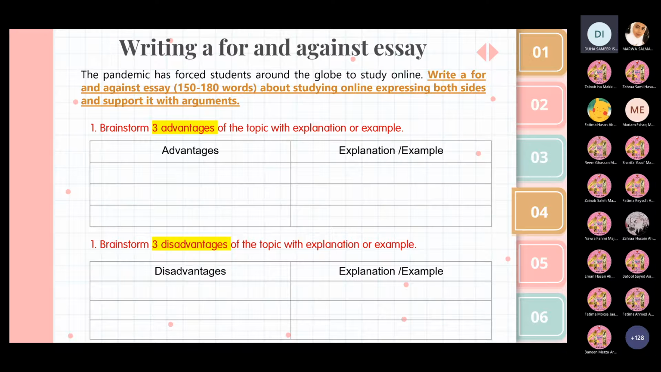Okay. You have time to eat breakfast and you don't need to wake up early. All right. Disadvantages. Excellent, Iman. You can face some technical issues. Great job.